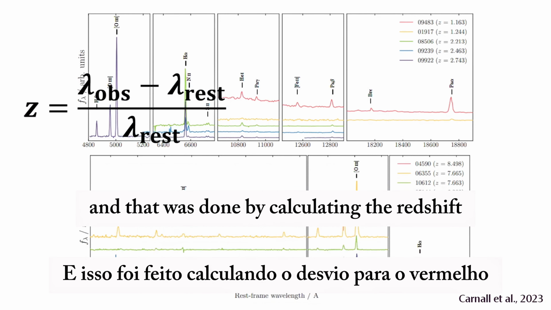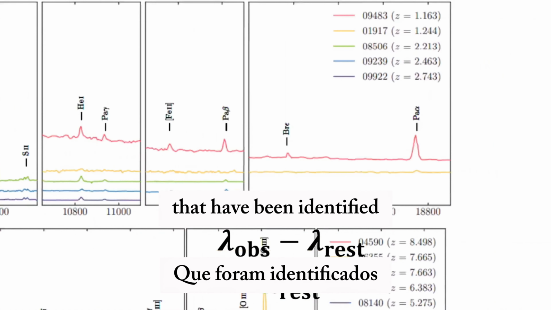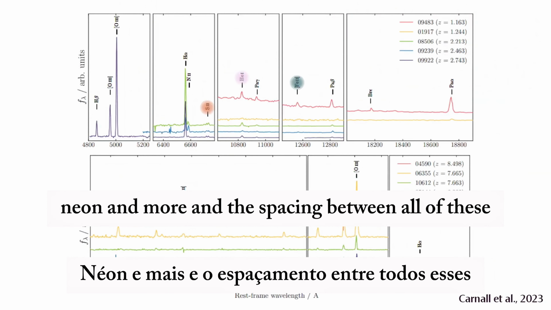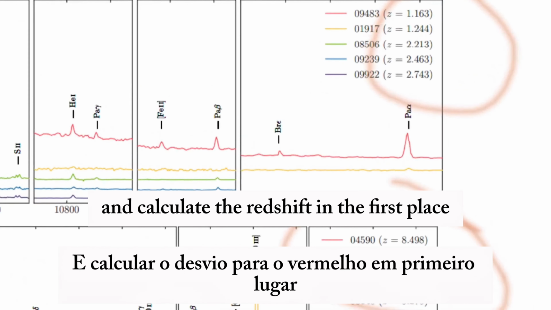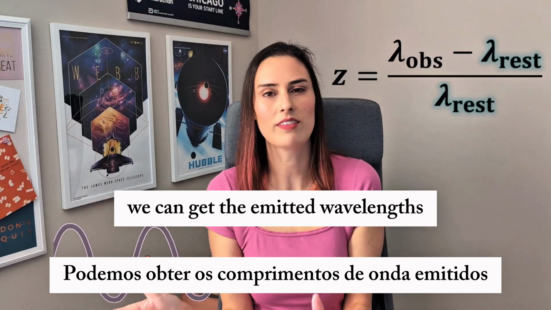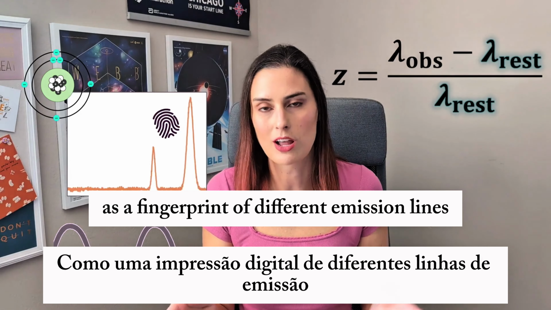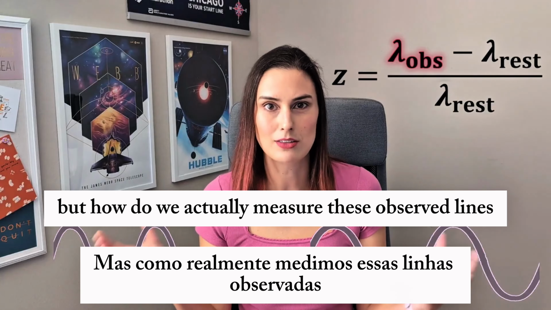And that was done by calculating the redshift from the observed wavelengths with all of these emission lines that have been identified. And you can see that the scientists found hydrogen, oxygen, nitrogen, neon, and more, and the spacing between all of these is how they were able to do that and calculate the redshift in the first place. Okay, so we can get the emitted wavelengths using quantum physics and identifying this unique spacing as a fingerprint of different emission lines. But how do we actually measure these observed lines in the first place?